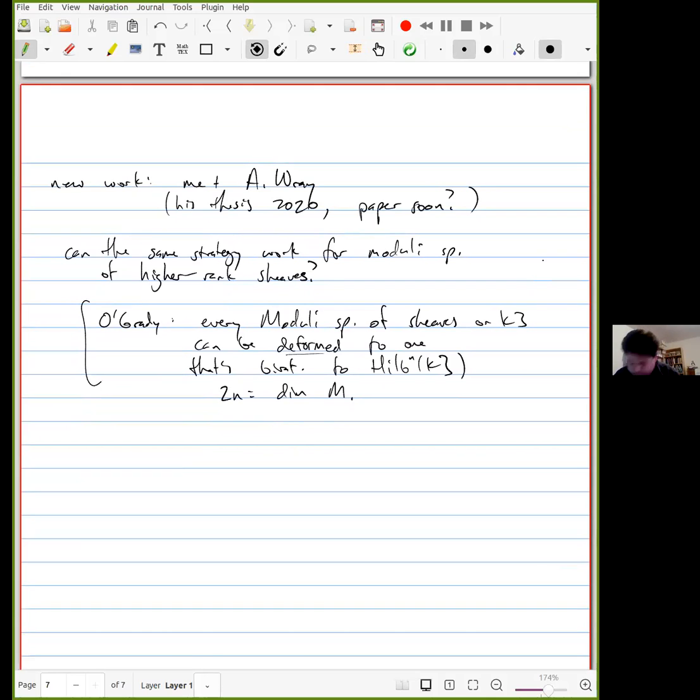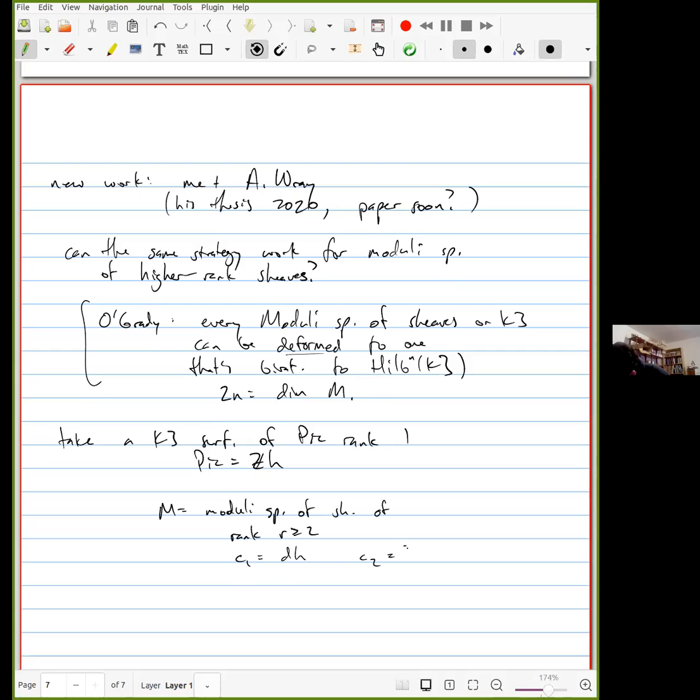So instead, this is what we're going to do. So from now on, let my K3 surface be a K3 surface of Picard rank 1. Maybe the Picard group is Z times some ample class. Let M be the moduli space of sheaves of maybe some rank R, which is greater than or equal to 2. First Chern class is some multiple of H, and C2 is whatever it needs to be. And I want to assume that the greatest common divisor of R and D is 1, so there are no properly semi-stable sheaves.